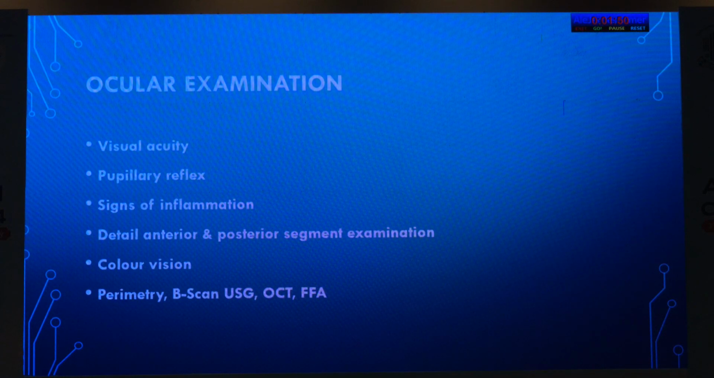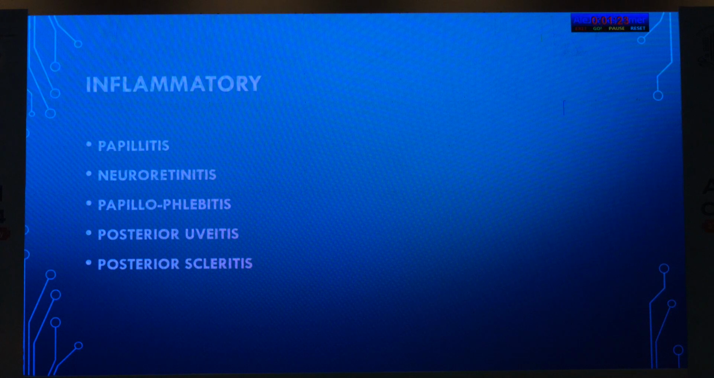Then ocular examination we have already discussed. Pupillary reflex and visual acuity are very important to rule out optic neuritis, AION and the like. Signs of inflammation we must look for, and color vision. And as we discussed a lot about OCT, CT scan and MRI of the brain, perimetry, B-scan and OCT, these are very important tools in differentiating various disc edemas.